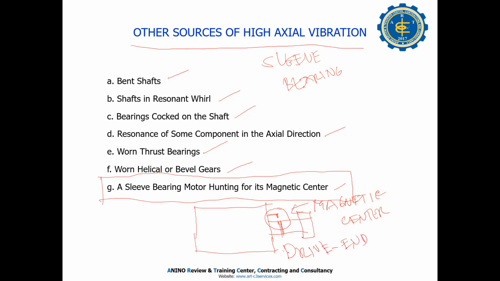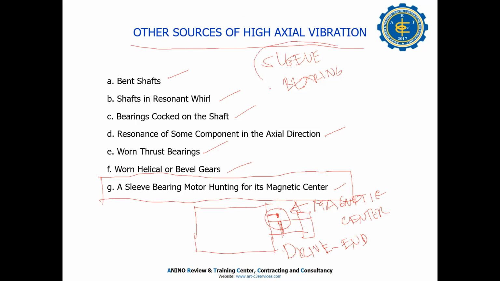Look at your big motor with sleeve bearing. There is a magnetic center here. If you don't see that, then you ask the maintenance or electrical department, or the vendor of this motor, to make an indication for the magnetic center. That's very important. Magnetic center, for a sleeve bearing only.